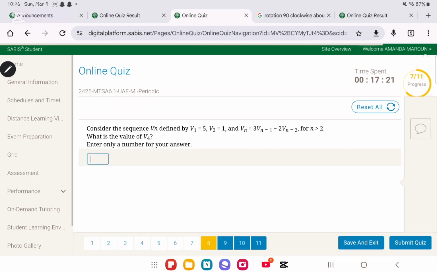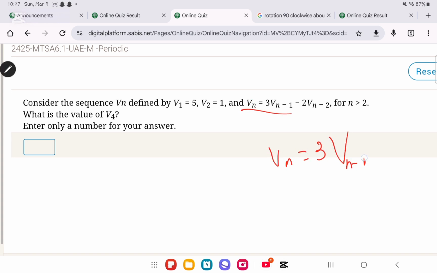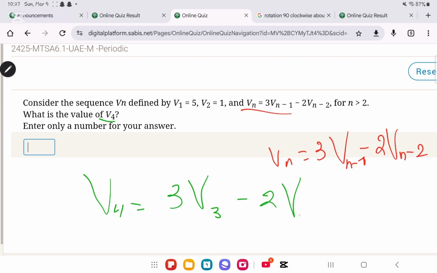Now we move on to 8. Here, this can be done without the calculator. We don't need the calculator, but if it's for the equations, then yes. Now, consider the sequence Vn defined by V1 is equal to 5, V2 is equal to 1, and Vn is equal to 3Vn minus 1 minus 2Vn minus 2. Now, we need to find what? The value of V4. V4 is equal to 3 times V4 minus 1, which is 3, minus 2V4 minus 2, which is 2.